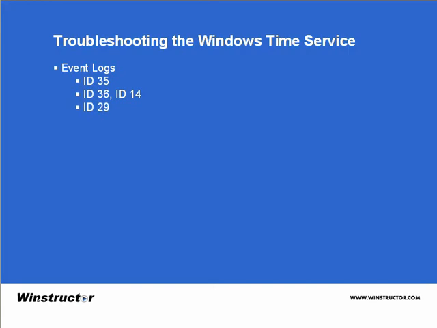Now if you receive an event ID of 29, it indicates an error in which your client cannot contact a time server. When this occurs, your client will wait around 14 to 15 minutes before attempting to contact the time server again. Next we have an ID of 34.